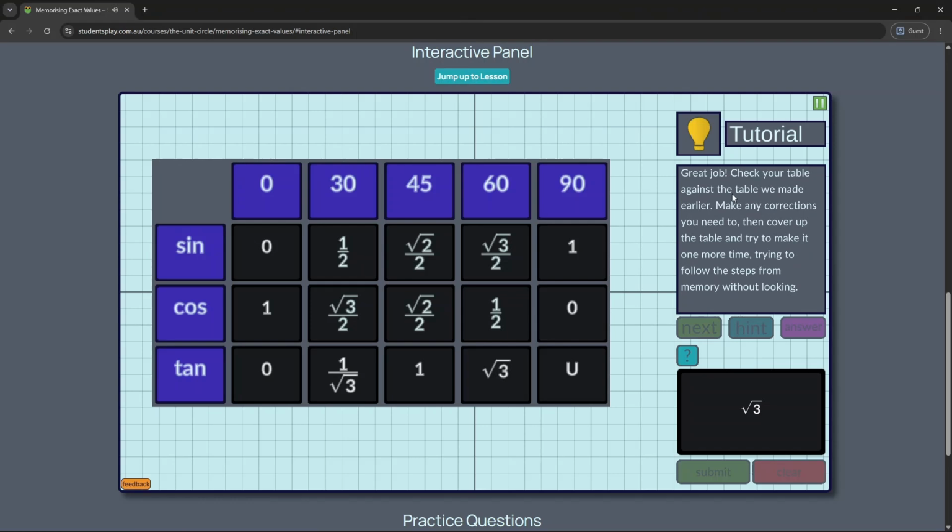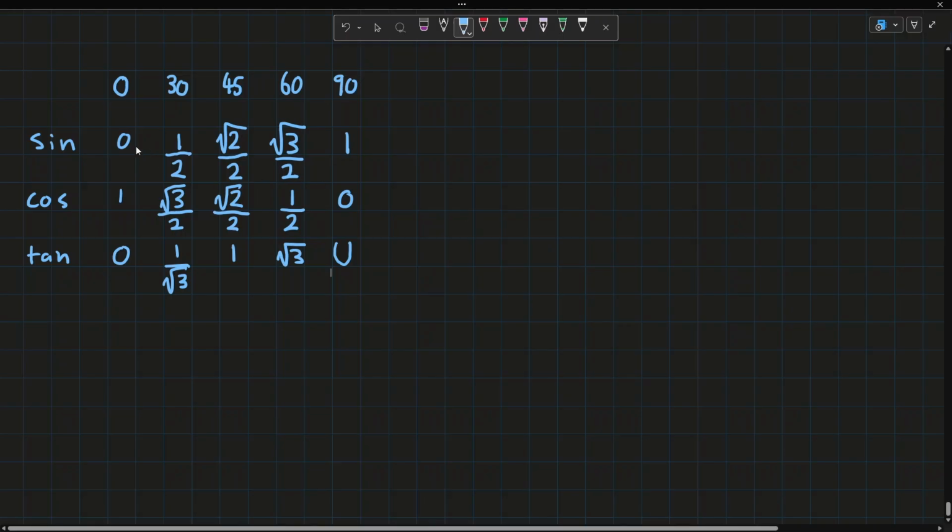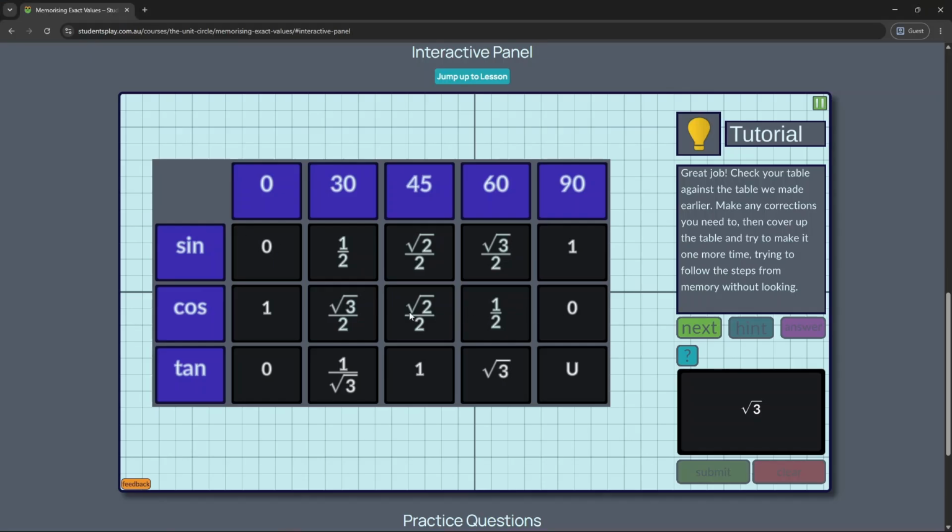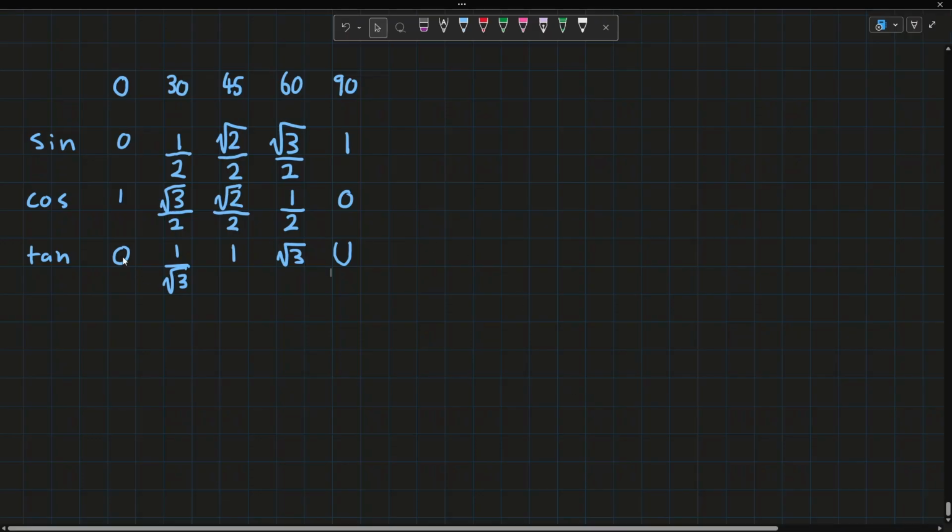Great job. Check your table against the table we made earlier. So here we got 0, half, root 2 over 2, root 3 over 2, 1. We have that here, yep: 0, half, root 2 over 2, root 3 over 2, back to 1. And then here it goes the opposite direction. Yep, we've got that. And then 0, 1 on root 3, 1, root 3, U. Yep, nice.